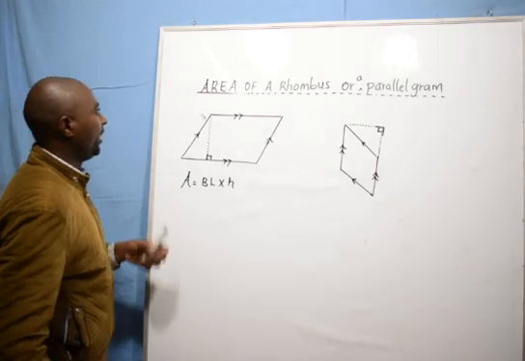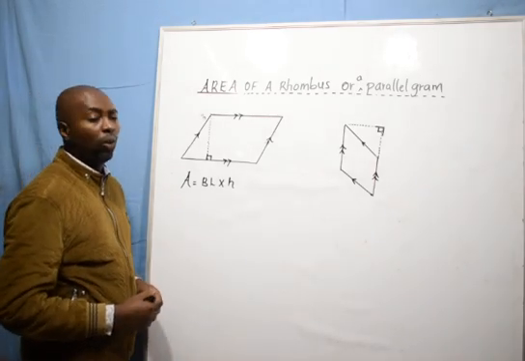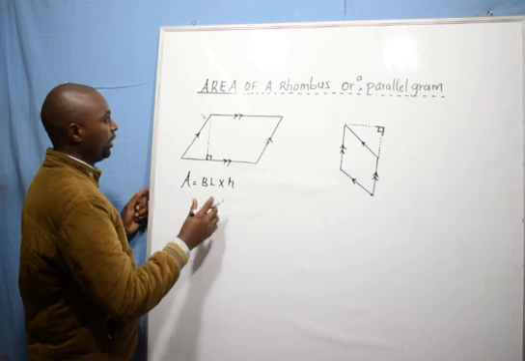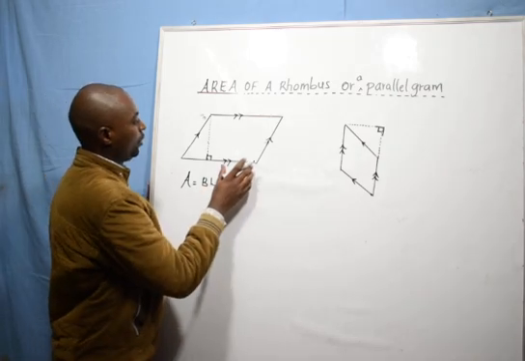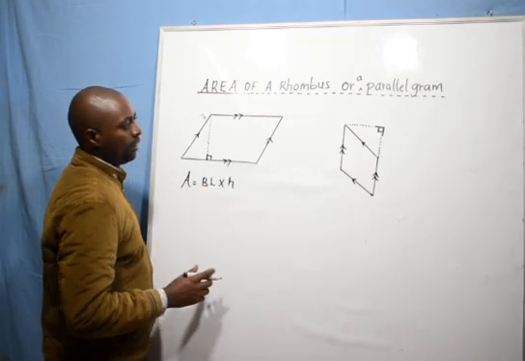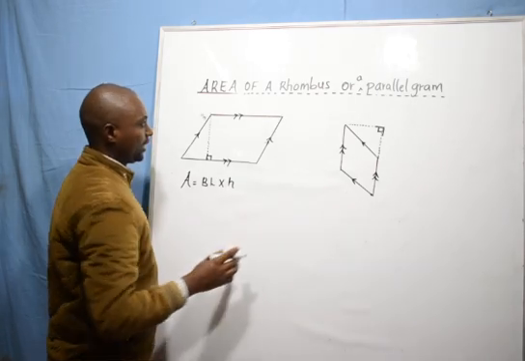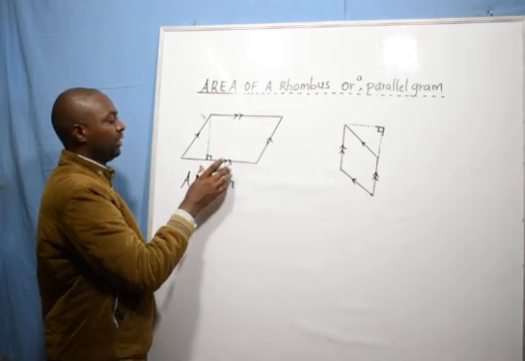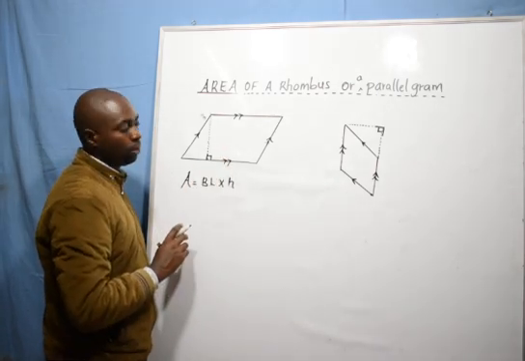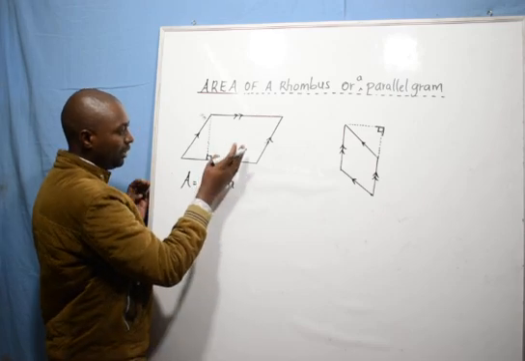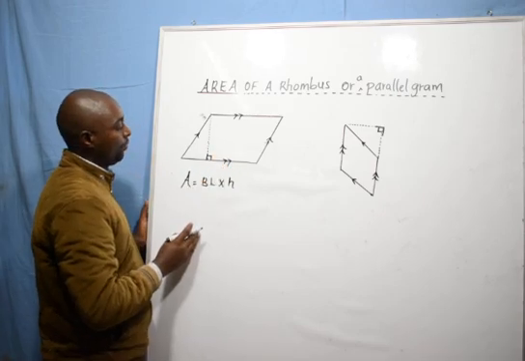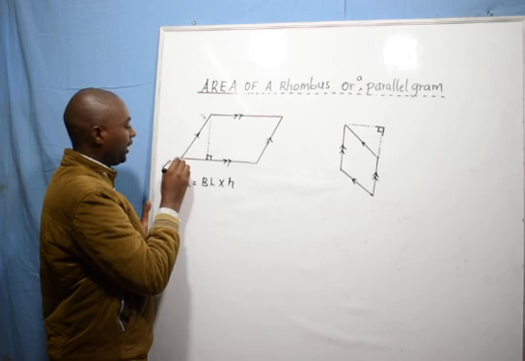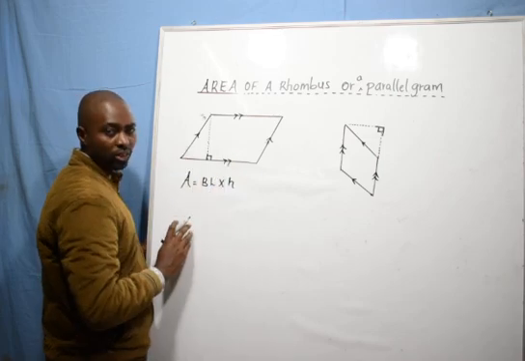How to obtain the area of a rhombus or a parallelogram. This is what we call a parallelogram, and this is what we call a rhombus. If you look at this figure, it is a special rectangle that has been drifted in such a way that the interior angles are not right angles.